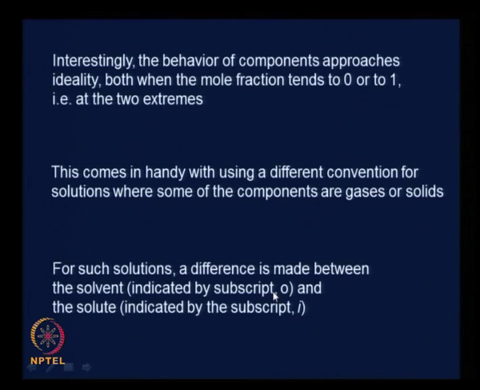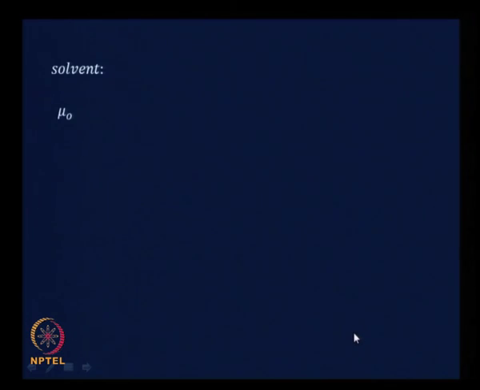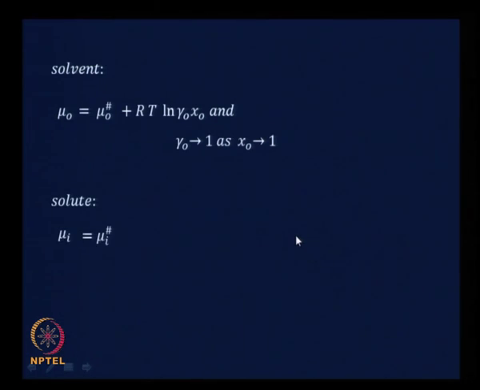The solvent is indicated by the subscript 0 and the solute is indicated by the subscript i. For example, mu_0 equals mu_0 hash plus RT ln gamma_0 x_0, and gamma_0 tends to 1 as x_0 tends to 1 for the solvent, and for the solute mu_i equals mu_i hash plus RT ln gamma_i x_i, and gamma_i tends to 1 as x_i tends to 0. This is for the solute, and both these put together as equation 4.9. So these are the various models for the chemical potential for the various kinds of solutions that we have seen, from the ideal to the real, and we did make a difference between the gas and liquid and solid.